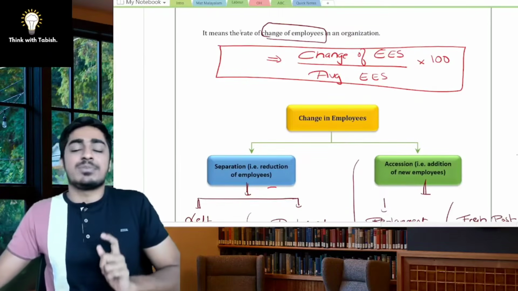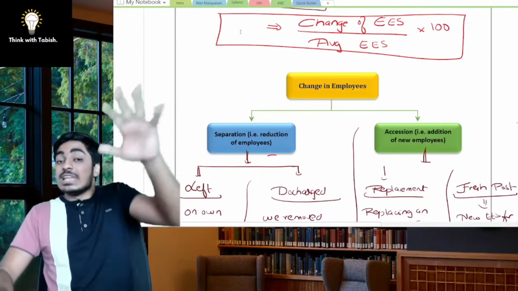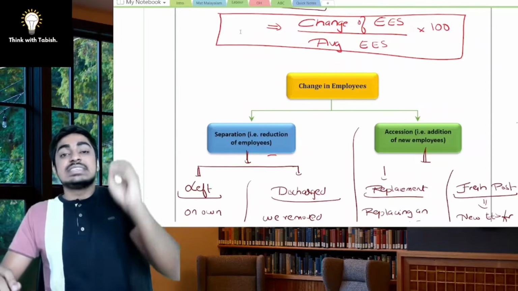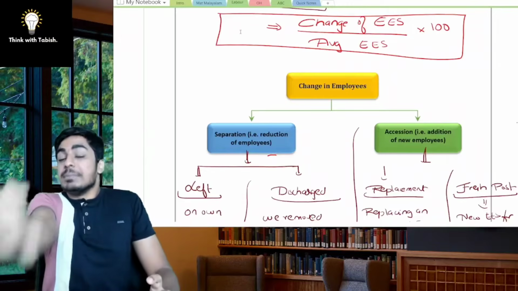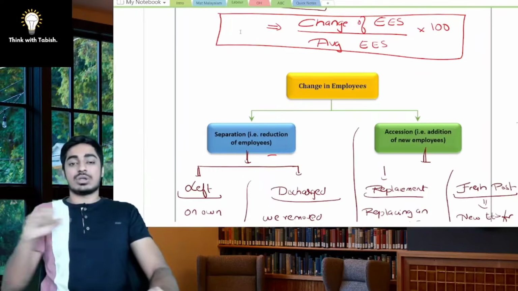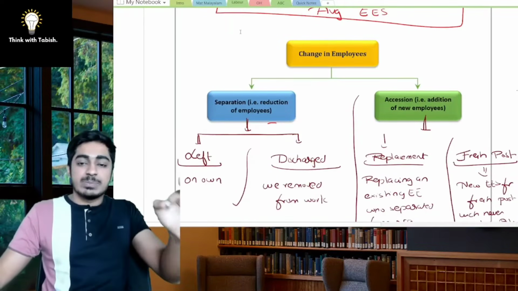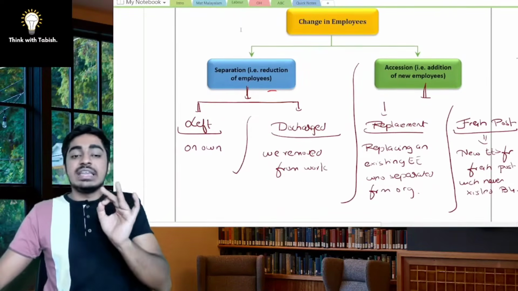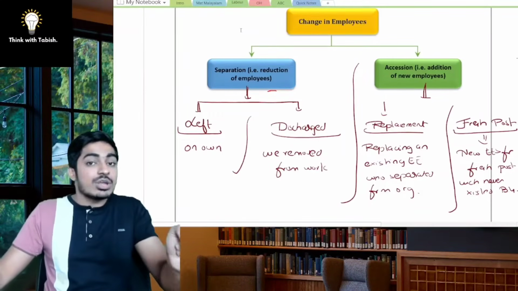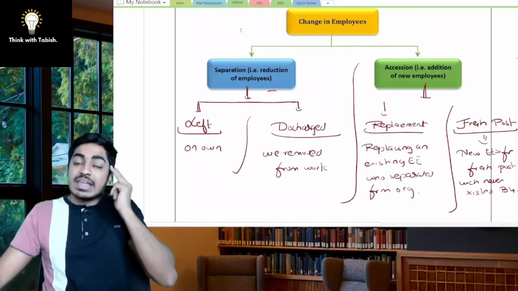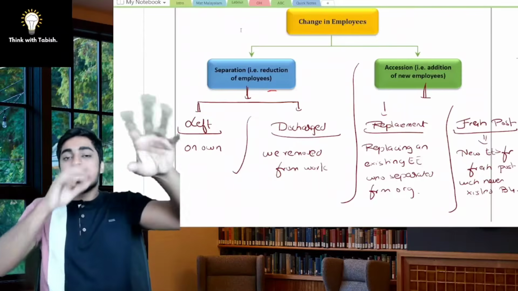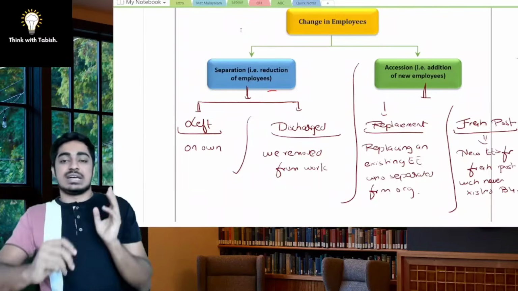Now, change of employees. Some employees would have left the organization. Some employees would have separated from the organization. That is separation. In their place, some new employees would have come into the organization. That is new accessions into the organization. So change can be because of separation, because of accession. In case of separation, what all can happen? Some employees may have left the organization on their own. And for some employees, we may have discharged them from work. Separation can be employees left, employees discharged.